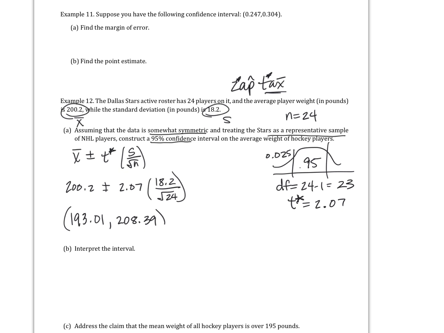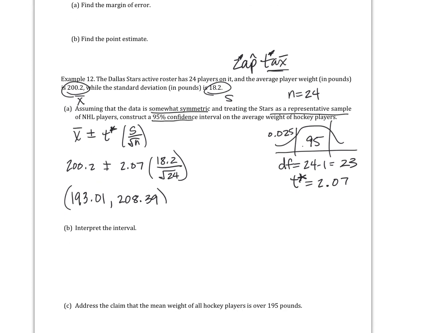Do I get the same thing I got? Or just trust my numbers? Just trust me. Some blind trust there. All right. Okay, so there's the constructing part. Notice B says interpret the interval. How do we interpret an interval?